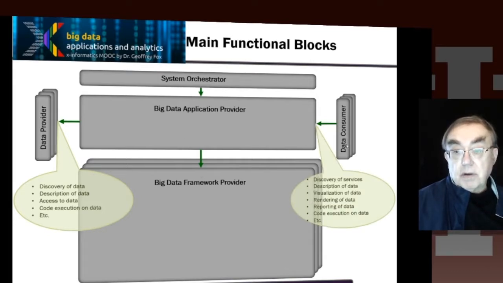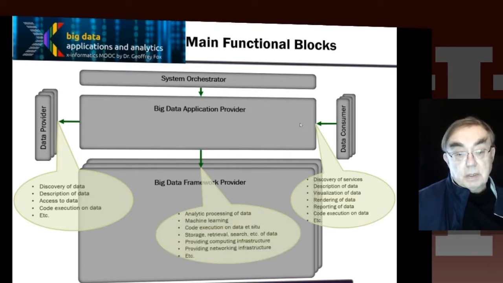Here's where whoever's consuming the data, that could be another application or the user, is discovering, describing, visualizing, rendering, reporting, and executing code on the data. So that's what the consumer is telling the system to do. All right, here we have the actual analytics, the machine learning, the code execution, storage, retrieval, the computing infrastructure, the networking infrastructure, etc.